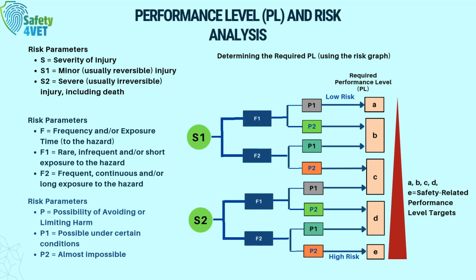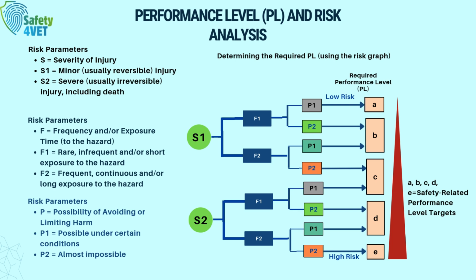Each safety function must be individually defined according to the EN ISO 13849-1 standard, and the required performance level for these functions must be determined. Performance level, PL, is a measure of how effective a safety function is. Levels, ranging from A to E, indicate how well a machine is protected against safety risks.